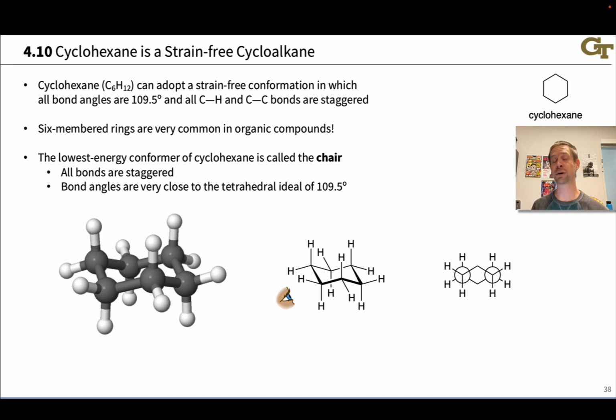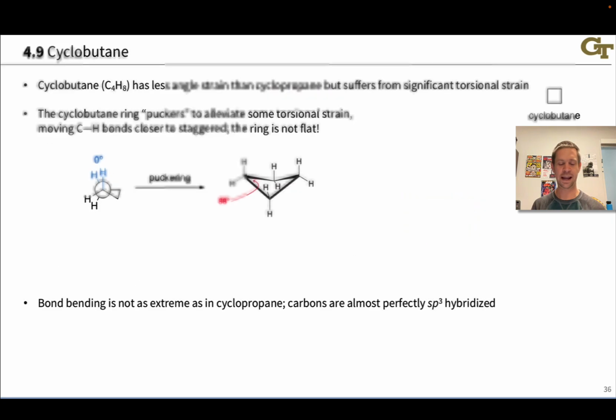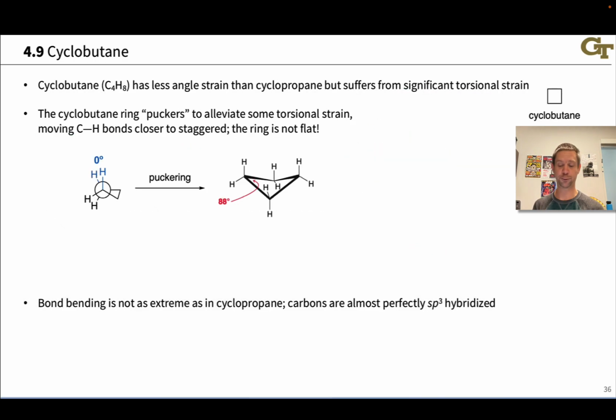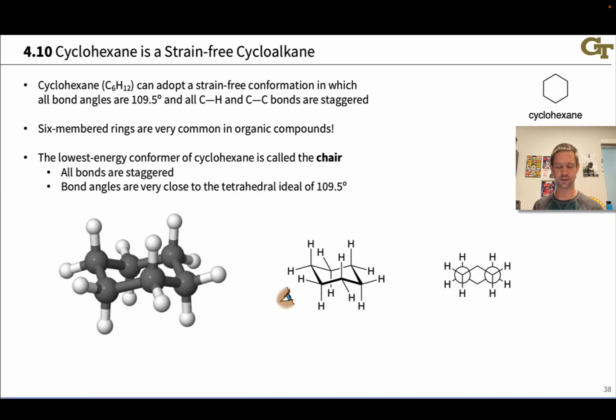Cyclohexane can adopt a strain-free conformation, and in our energy graph of the heat of combustion per CH2 group as a function of ring size, we see cyclohexane coming in at the energy minimum. This is the most stable cycloalkane. It's essentially strain-free, and Newman projections of cyclohexane can help us see why this is the case.